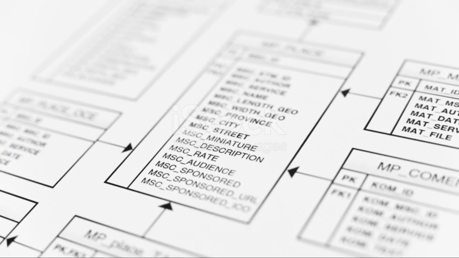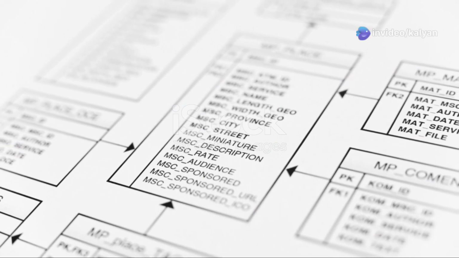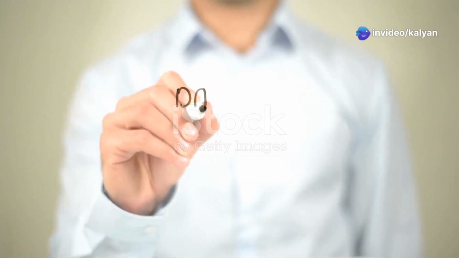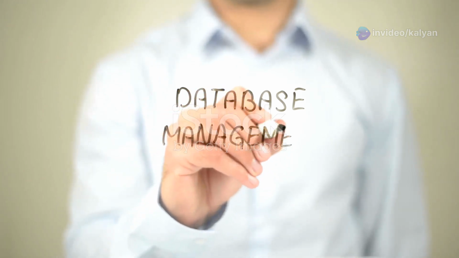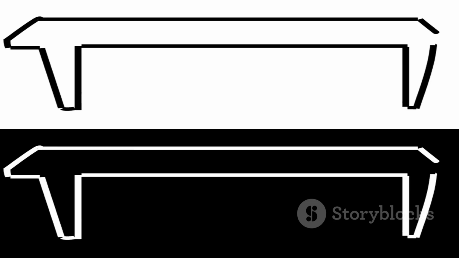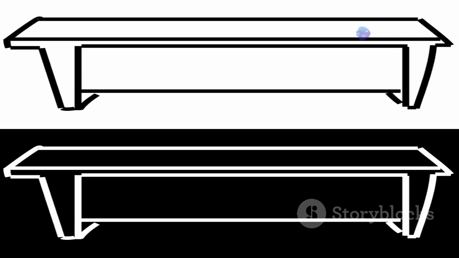Section 5. The logical framework, mapping concepts to structure. The logical database design phase translates the conceptual model into a structure that can be implemented using a specific DBMS. This involves mapping entities to tables, attributes to columns, and relationships to keys.